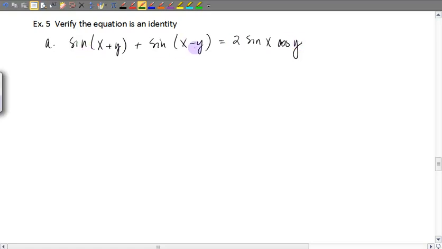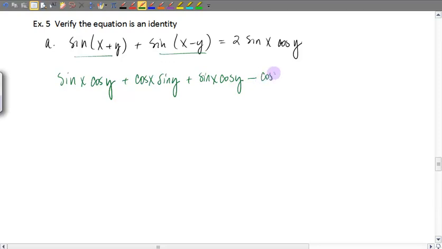When I'm looking at the left-hand side over here, right away I see this first term looks like the sum identity for sine that we just talked about. So I'm going to rewrite it using that identity, which says it's the sine of the first times the cosine of the second plus the cosine of the first times the sine of the second. Now the second term here is again the difference identity for sine, so let's rewrite it using the sine of the first cosine of the second minus cosine of the first sine of the second.